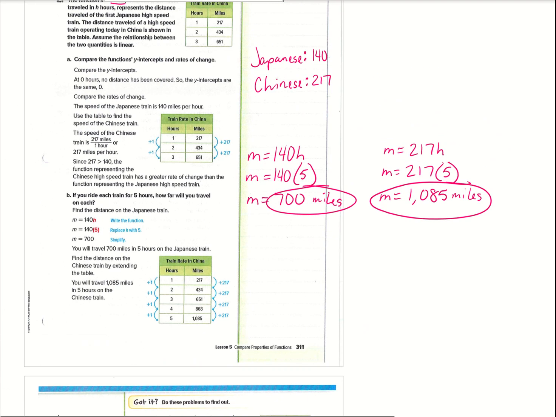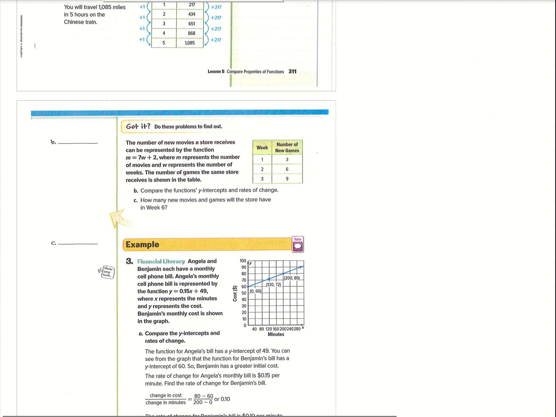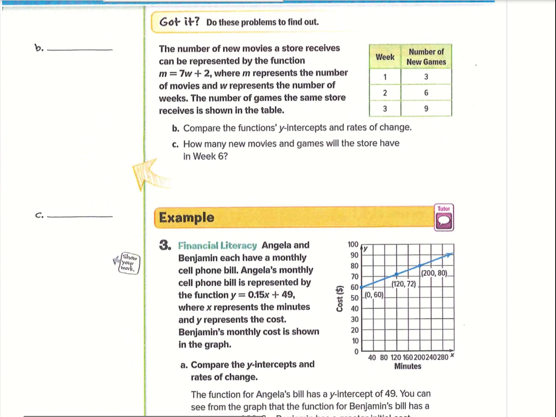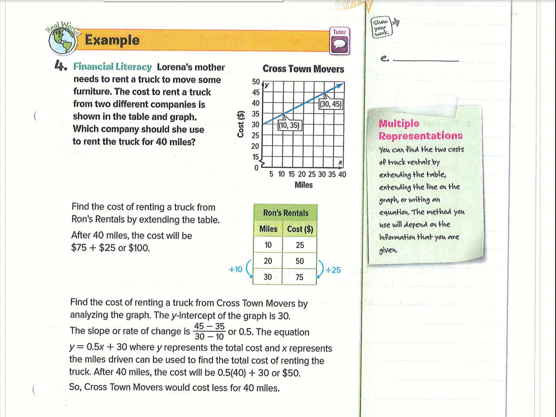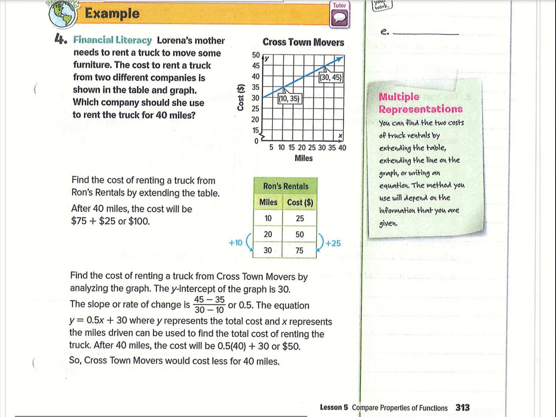All right, so that is it for example 2. Go ahead and try out Got It problem C. I'm not going to have you worry about B, but go ahead and do problem C, see if you can figure that one out. Okay, the final example that we're going to look at is example 4 on page 313.